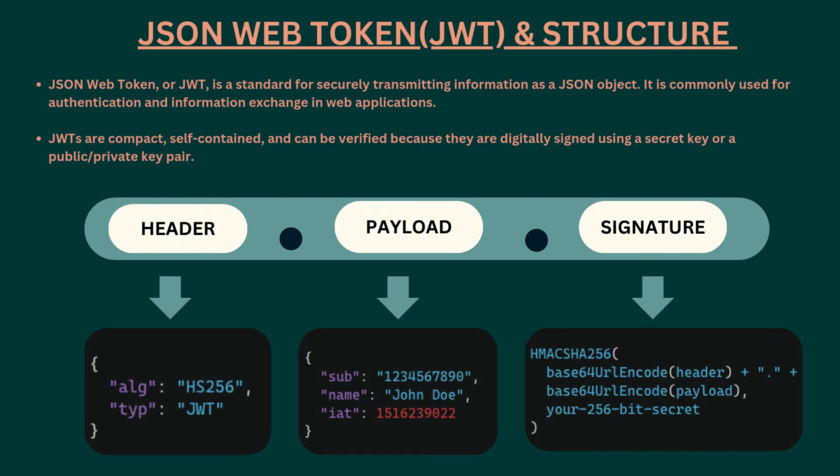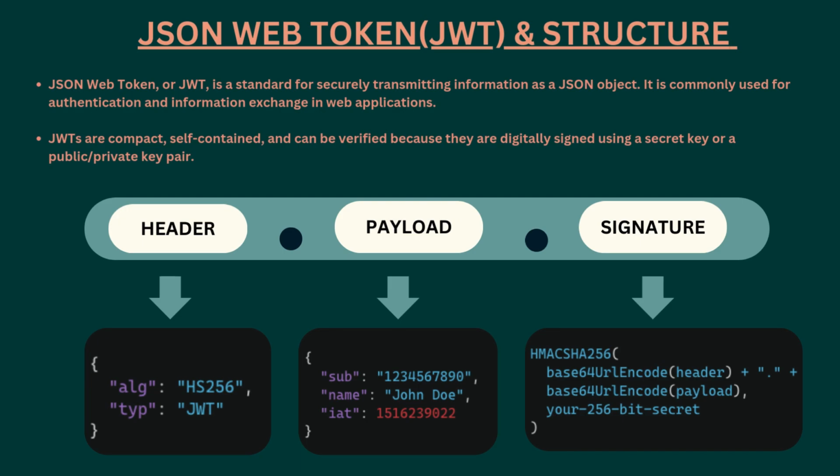The second part is the payload, and it contains the claims. So what are claims? Claims are statements about an entity such as user data and additional metadata. There are three types of claims: registered claims, which are predefined claims like issuer, expiration, issued at, and subject. Second is public claims. These are the custom claims that are defined by the user, and there can be private claims as well that are agreed upon between the two parties.